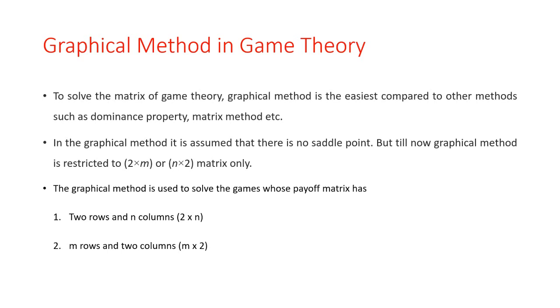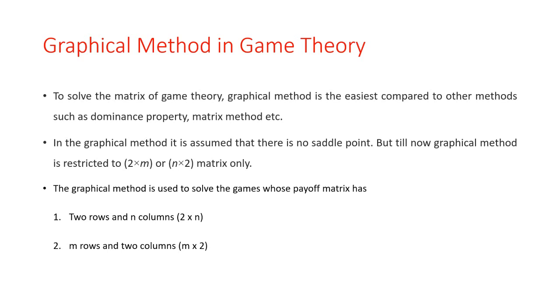In the graphical method, we assume that there is no saddle point. Similar to the mixed strategy problem, in the graphical method we are not using the saddle point. But till now the graphical method is restricted to 2 by m or n by 2 matrices only. If we require to solve the game theory problem in that case, we use the graphical method. In the graphical method, we can solve a payoff matrix containing a 2 by n problem or an n by 2 problem.